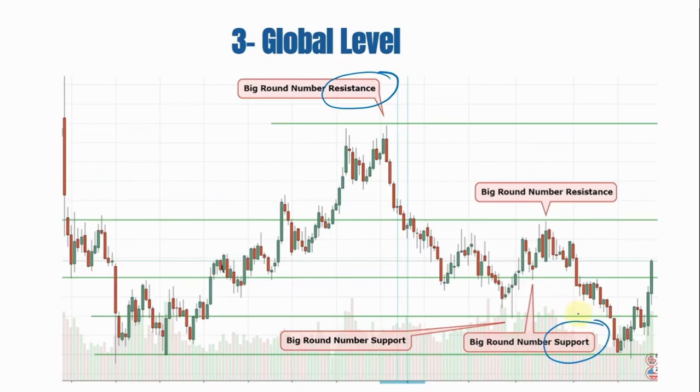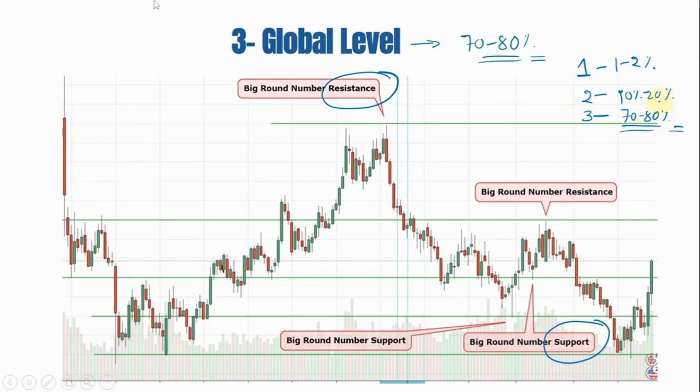What about the third one, the global level? At the global level, we analyze the broader market structure, including support and resistance zones, supply and demand levels, accumulation and distribution areas. By combining all these observations, we can understand nearly 70 to 80%. This global level will give 70 to 80% of the market behavior.